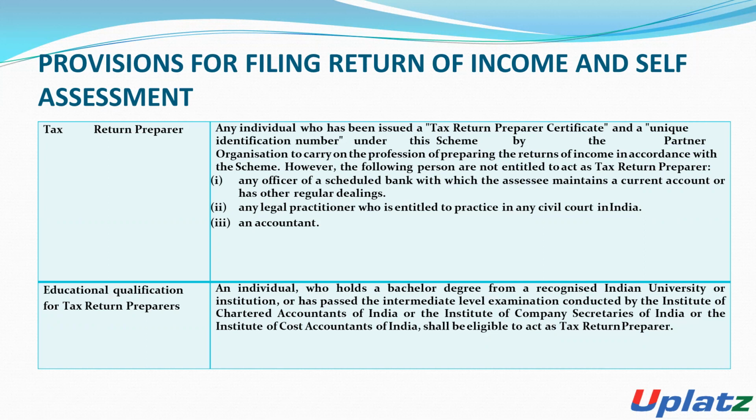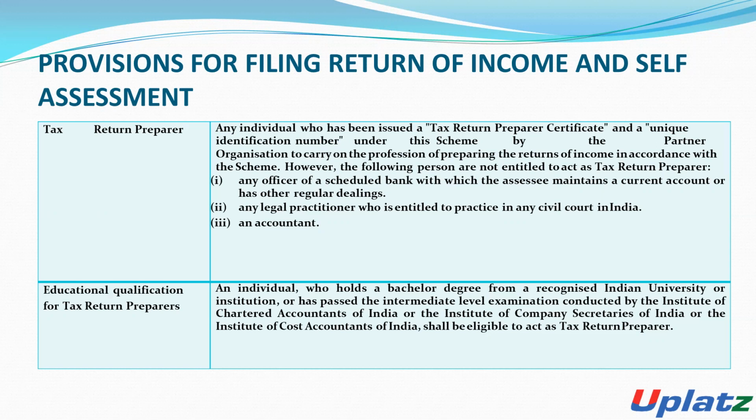Any person who has been issued a tax return preparer certificate and a unique identification number under this scheme by the partner organization to carry on such profession is eligible. The person who has the tax return preparer certificate or the unique identification number, and who is eligible for preparing the return of income in accordance with this scheme on behalf of another person, will be known as a tax return preparer.